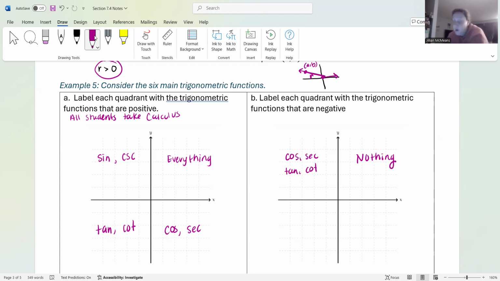Okay? If we go to quadrant 3, tangent and cotangent are positive, which means cosine and secant, and then sine and cosecant are negative. And then in quadrant 4, we know that cosine and secant are positive, which means sine and cosecant are negative. Tangent and cotangent are negative. You really do need to remember this. You need to remember which trigonometric functions are positive or negative in each of these quadrants. So try to remember all students take calculus.